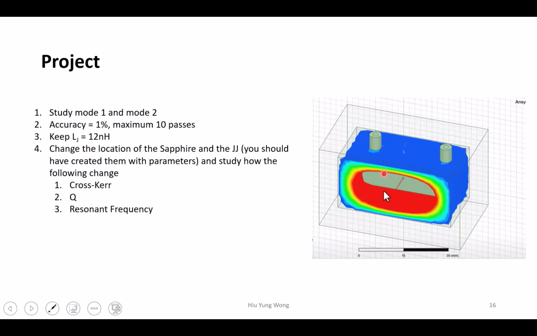So I would like you to change the sapphire location. We have 2 ports, right? And then we have a sapphire moving back and forth, or you can move it up and down. You can also change the JJ location within the sapphire.